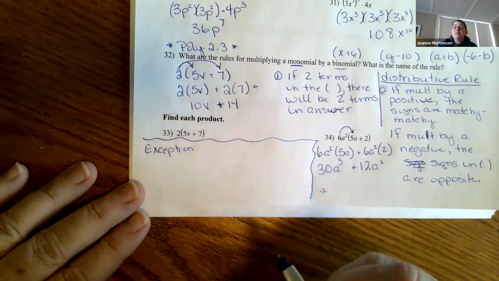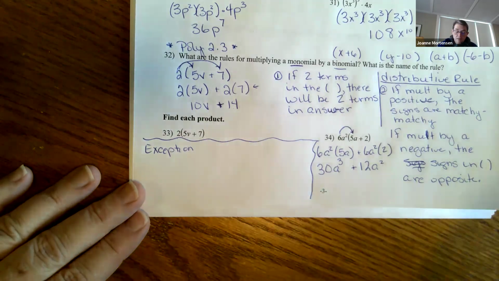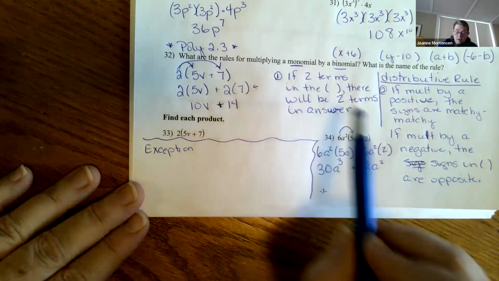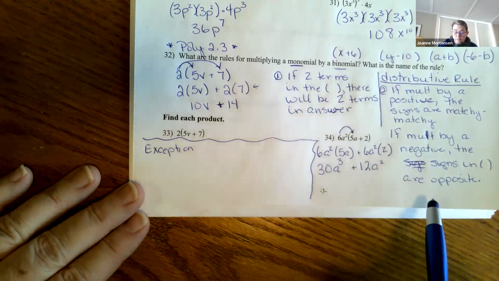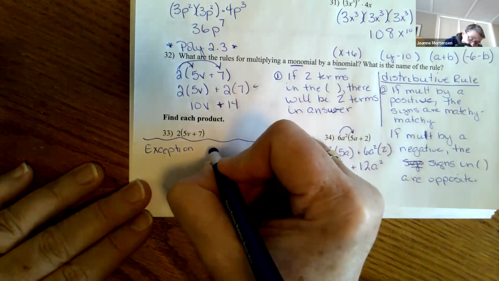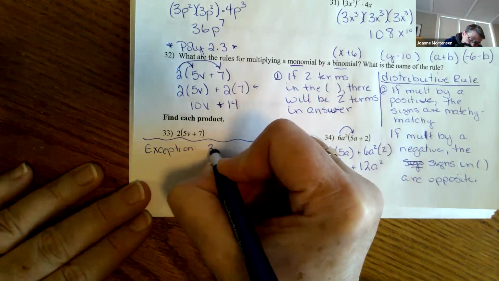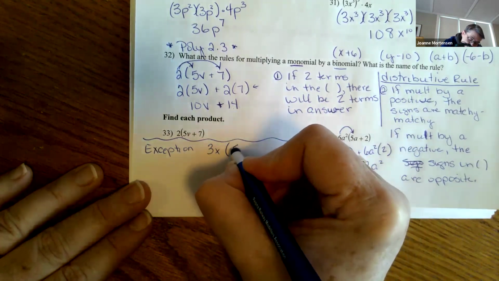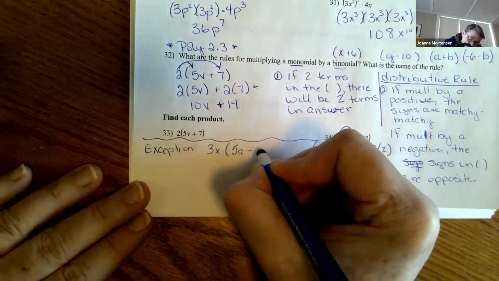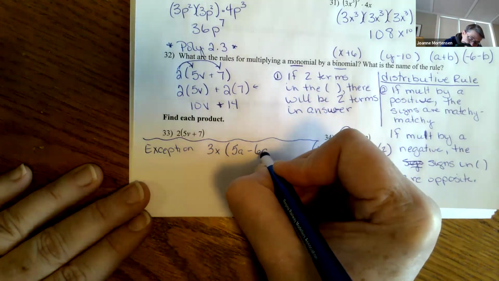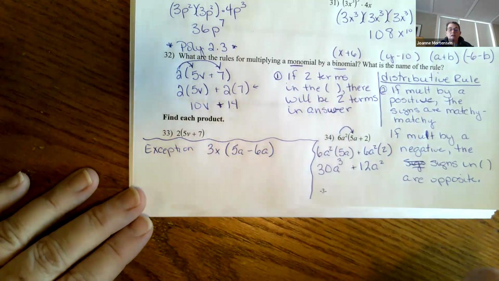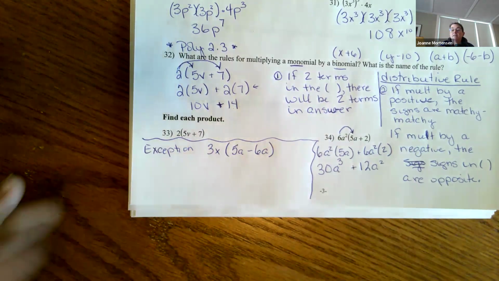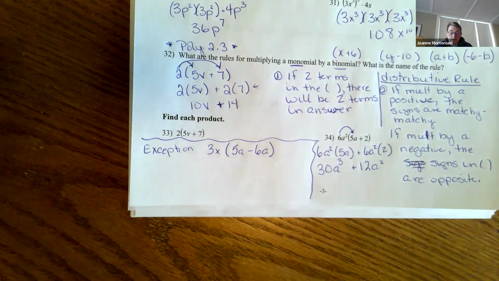I'm going to show you what the exception to the rule would look like. So it's the exception to this one. There are no exceptions to the sign rule. So say, for example, 3x times 5a minus 6a. Okay. Remember, this is multiplication. I don't need to have matchy letters or anything.